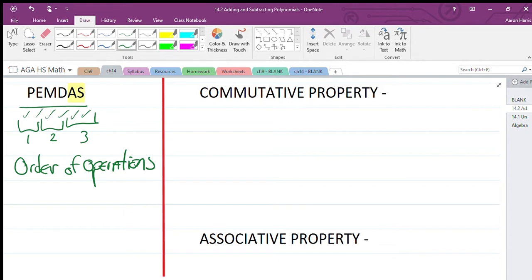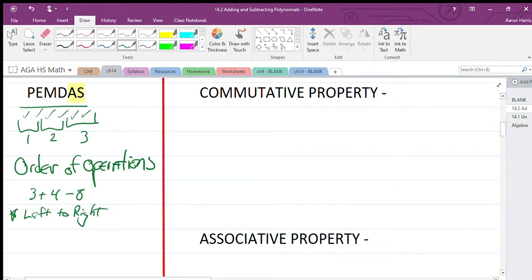But if I'm on the same level, what's the rule? If I have, let's say, 3 plus 4 minus 8, how do I know which one to do first? Because they're on the same level. We invoke the rule that says just go from left to right, okay? Does that make sense? That's how simple it is.